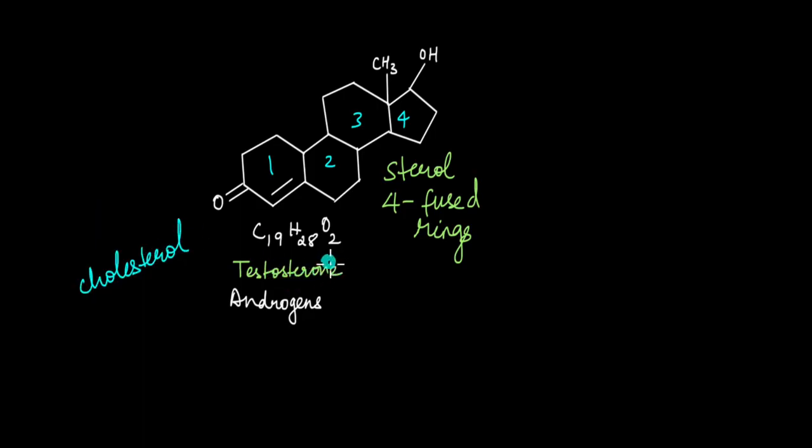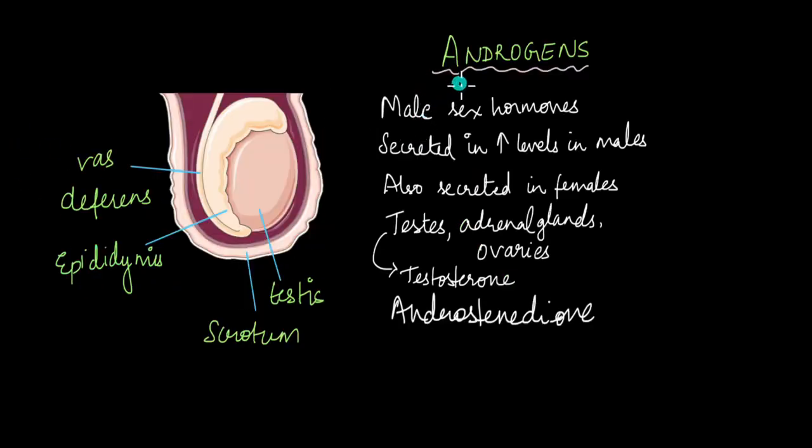There are other androgens as well. I'll talk about that in just a while. So, where are these androgens produced in males? Androgens are the male sex hormones that are secreted primarily in the testes. Now, the testis is the structure that is located inside the scrotum. This is the testis, and this is the epididymis, and this is the vas deferens. So, testosterone is majorly secreted by the testis.